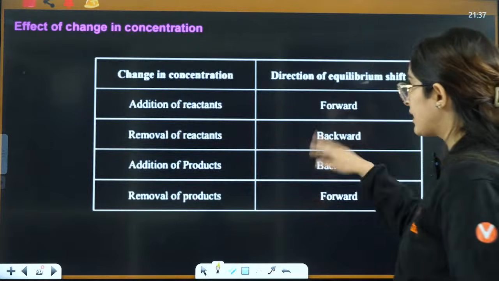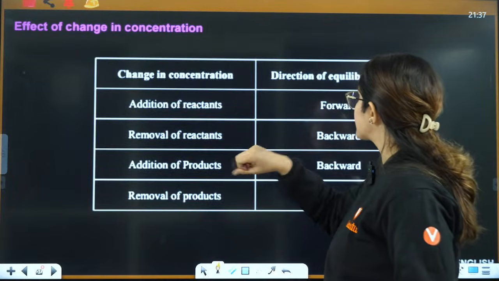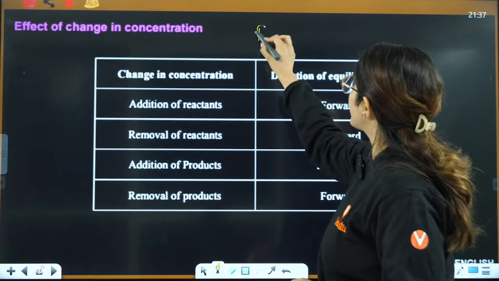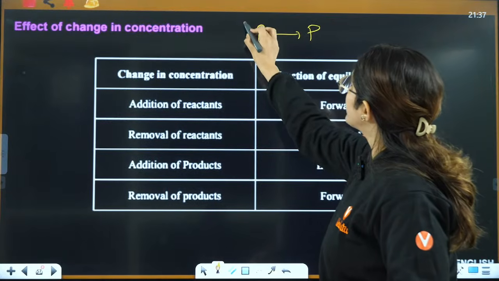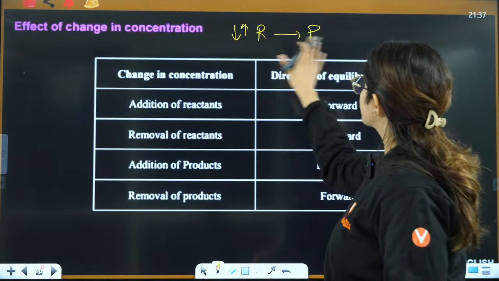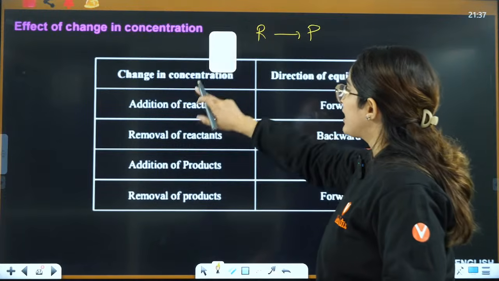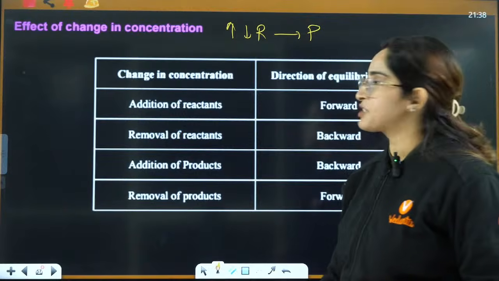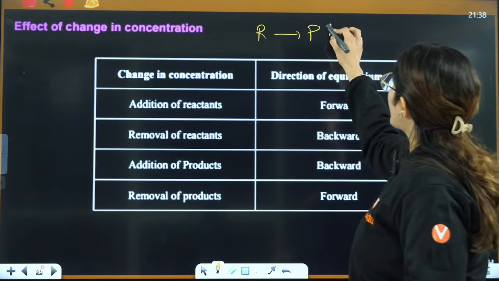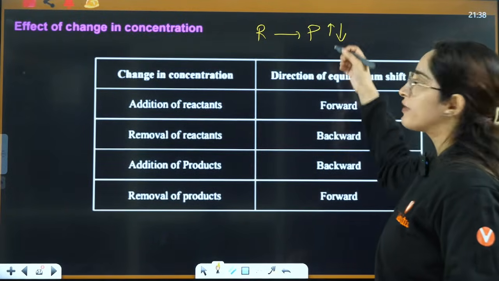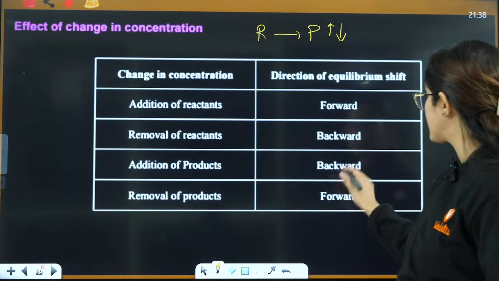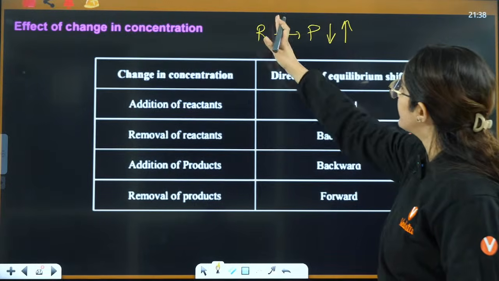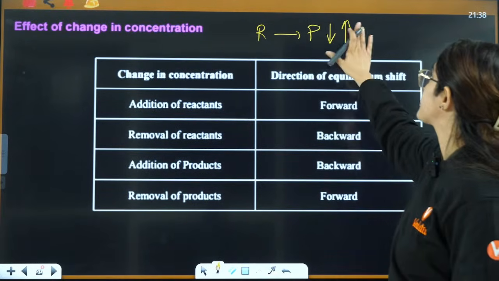Now same thing. If you add the reactants, then it will move in the forward direction. Let's say this is the reactant, this is the product. You increase this, it will try to decrease this. This will move in the forward direction. When you remove reactants, it will try to increase it. It will move in the backward direction. When you increase the product, it will try to decrease it. It will move in the backward direction. If you decrease the products, it will try to increase it. It will move in the forward direction.